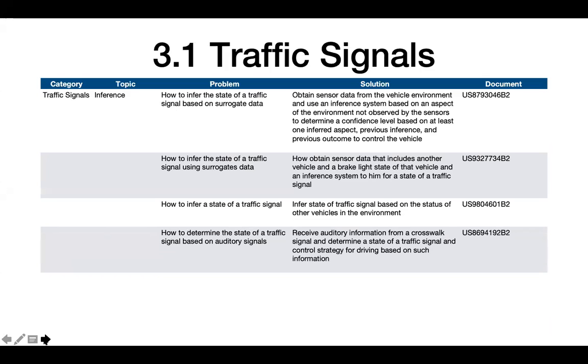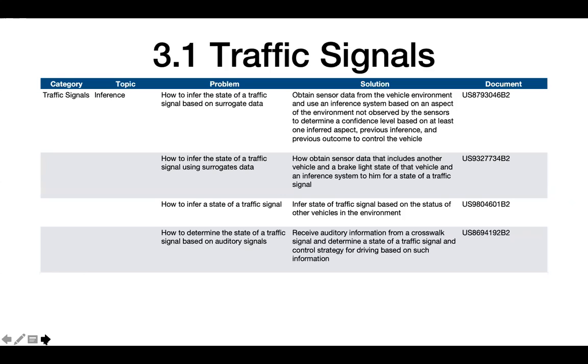Now we get to the even more difficult problem of inferring the state of the traffic signal. If, for example, we can't actually see it, there might be a truck in our way, or there might be a tree blocking it, who knows what. How do we infer the state of a traffic signal based on surrogate data, obtain sensor data from the vehicle environment, and use an inference system based on the environment not observed by the sensors to determine a confidence level?